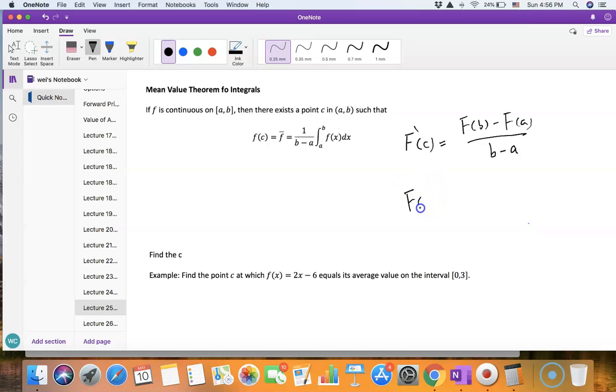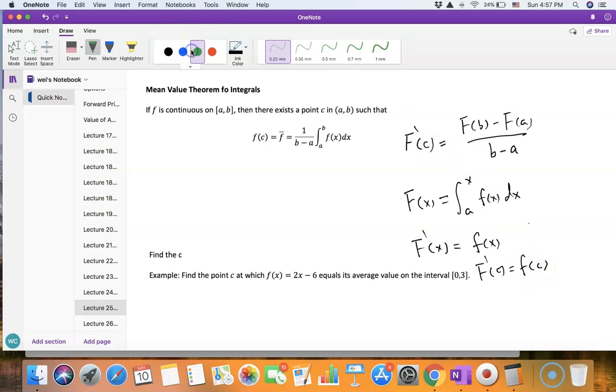And here capital F is our accumulation function. So the definition is equal to the integral from a to x of little f. Okay, and we know if we take the derivative of capital F, we will get the little f, right? And since the derivative of capital F of x is little f of x, therefore the derivative of capital F of c will be little f of c. Okay, so this term is f of little c.